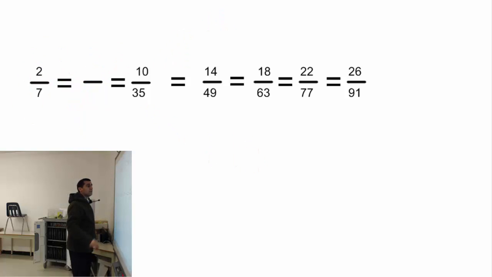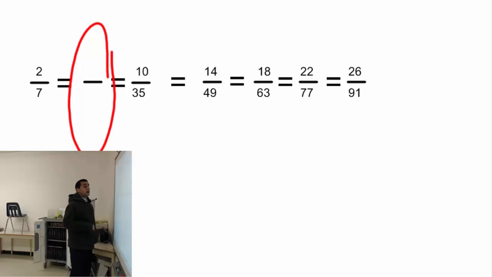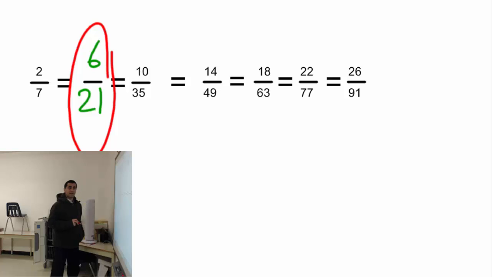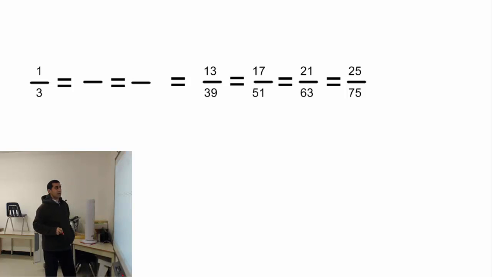Now let's just clear everything. This is being asked. Let's change the color. Now I can figure that out. 2. After 2 comes 4 more, 6. 7. After 7, 14 more becomes 21. Voila. That's also done. And let's see what other examples I have here.